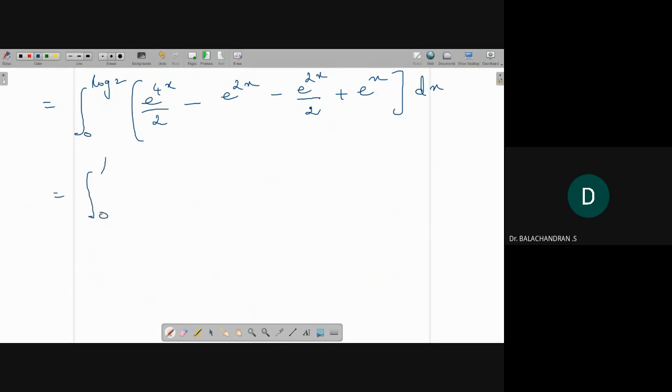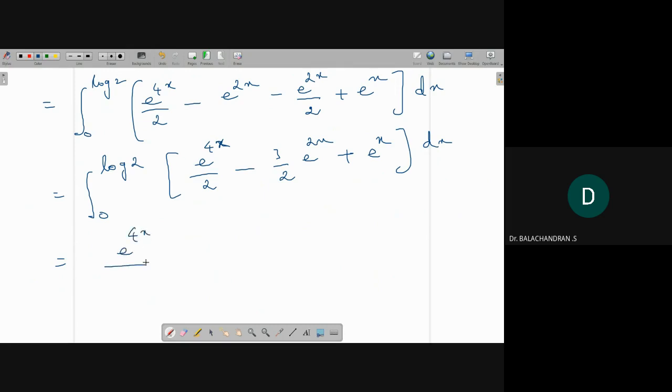0 to log 2, e power 4x by 2, minus 3 by 2 into e power 2x, plus e power x into dx. Okay, now integrate. If you integrate e power 4x, you will get e power 4x by 4, 4 into 2, 8, minus 3, e power 2x, to integrate e power 2x by 2, 2 into 2, 4, plus if you integrate e power x by 1, limit is from 0 to log 2.